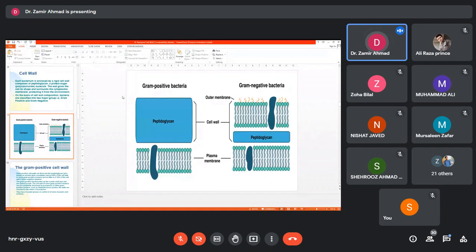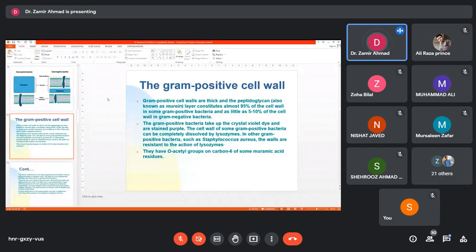So a tougher wall is present in gram-positive bacteria, which is mostly formed by peptidoglycans. Coming back to the gram-positive cell wall, it is thick, and the peptidoglycan, which is also called the murein layer, constitutes about 95% of the cell wall. As you have seen in the previous diagram, the major component is formed by peptidoglycans, which is also referred to as murein.